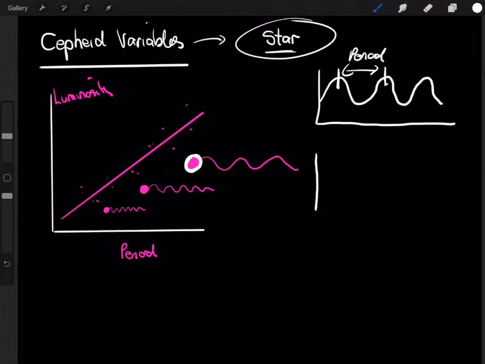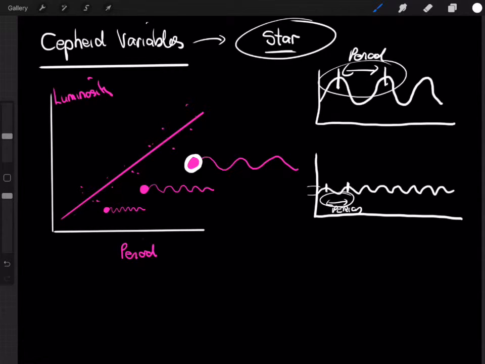Another variable star might vary like this. So its brightness is not varying as much, and the time it takes to go from maximum brightness to maximum brightness again would be its period. You'll notice that this star here has a longer period than this star. So that's what we mean by the period of a variable star.